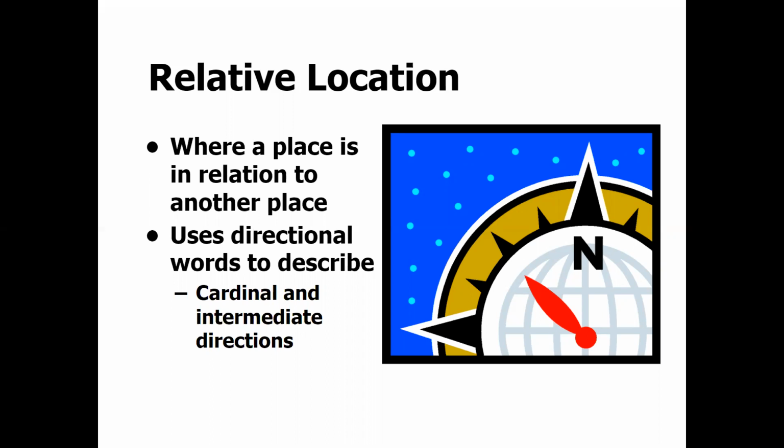North, south, east, west, right? Those are directional words that you can use to describe where something is. Then cardinal and intermediate directions. That's using north, south, east, west.